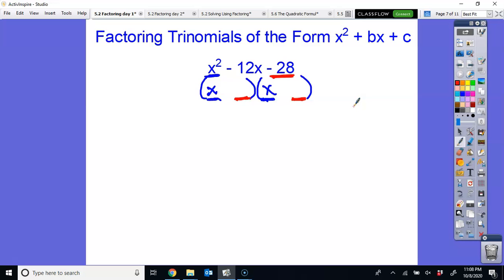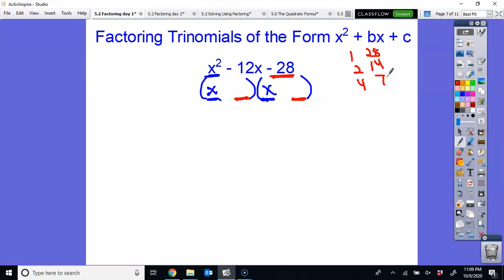But it's got to be things that multiply to give me 28. It can't be just random numbers. So it's got to be 1 times 28, or 2 times 14, or 4 times 7. Those are the only factors of 28. There are no other factors of 28. Now, usually somebody here says, what if you did 16 and 12? 16 times 12, that's not factors of 28.